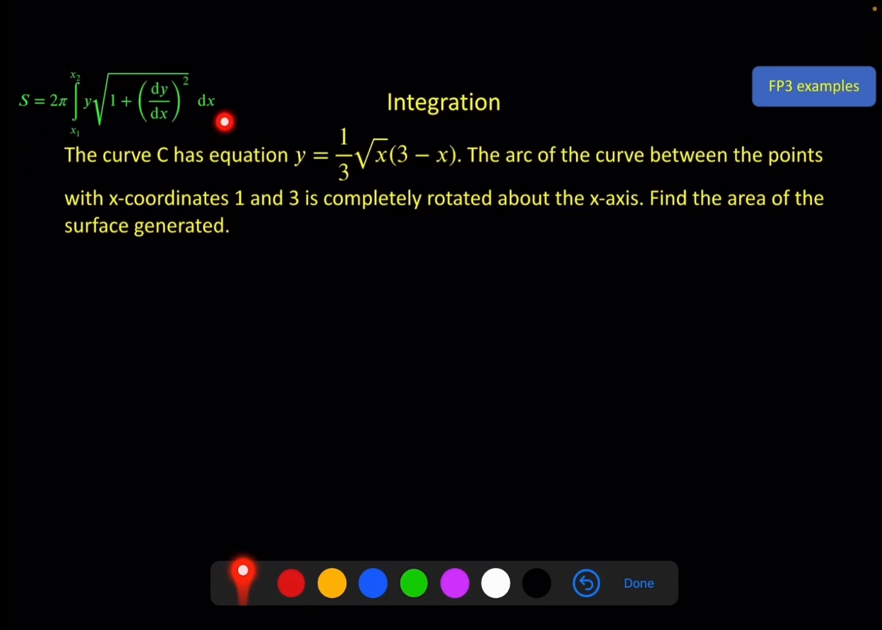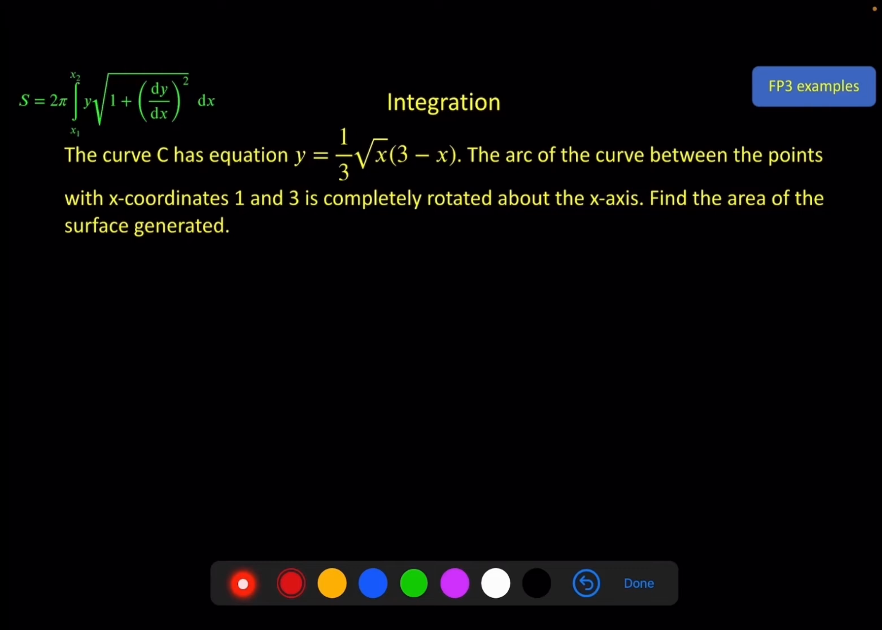So we're going to use this formula here with y is equal to this from x equals 1 to x equals 3. Similar to the arc length, I'm going to do a lot of the algebra work with this section before I actually put it into the integral. So we'll get all of that out the way, we'll simplify it all, and then we'll try and integrate it afterwards.